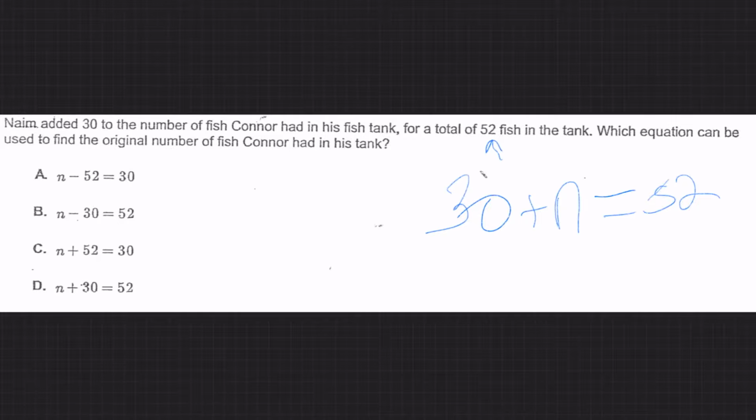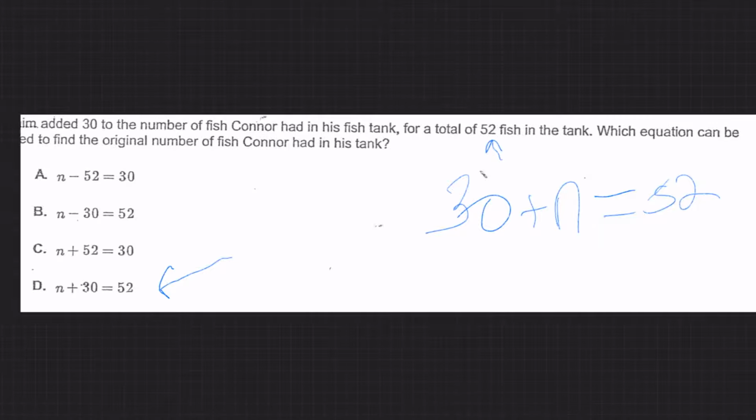What we need to find out is which of these equations on the left, A, B, C, or D, tells us the same thing that we just wrote, 30 plus n equals 52. If you look down here at D, we've got n plus 30 equals 52. And we know that we can do 30 plus n or n plus 30. Either way, you can reverse the numbers in addition. We're still going to get the same answer. So letter D, the 30 fish that name had plus the number that Connor already had equals 52, is the answer to this question. How'd you do on that one?